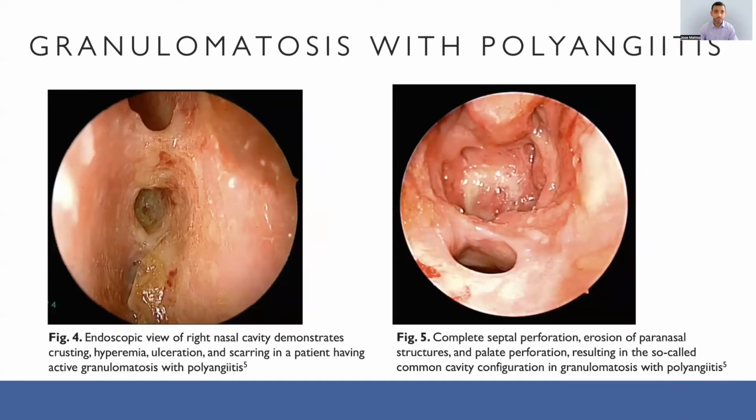Endoscopically, the nose of someone with GPA might look something like this. In figure 4, you can see a significant amount of scarring and crusting, dry ulcerated mucosa. And in figure 5, you can see the erosive nature of GPA leading to a nasoseptal perforation, erosion of the turbinates, and also perforation in the palate, leading to what's known as the common cavity in GPA. It can be a very destructive disease in the nasal cavity.